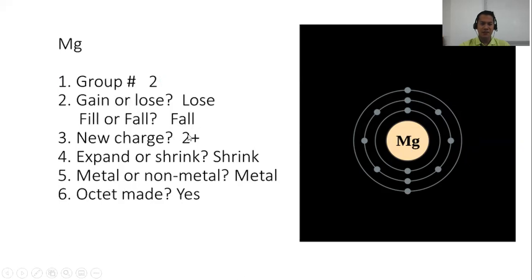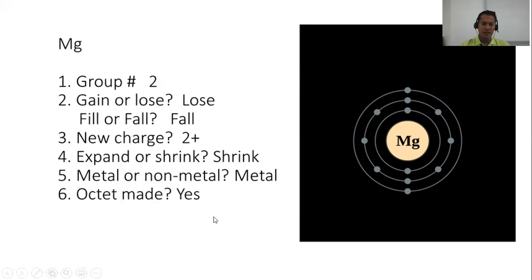I will explain that later on. Expand or shrink. Since these 2 here will be given away, this will shrink. So this will be erased later on, and then we will see this only. Is this metal or non-metal? Please check your periodic table because this is metal.